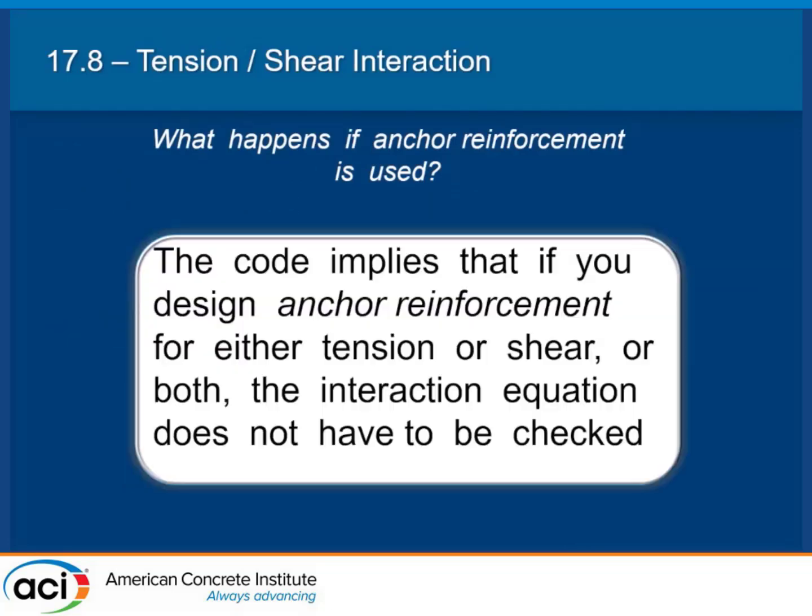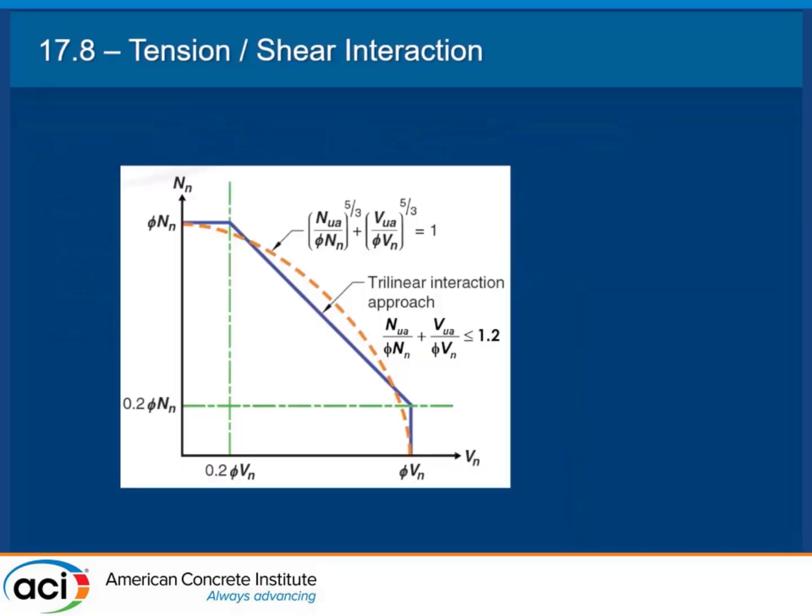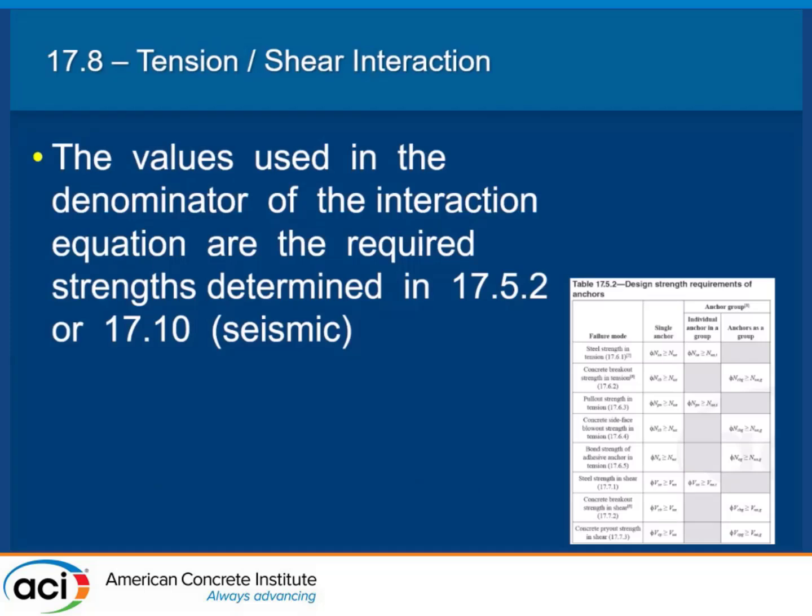So what happens if anchor reinforcement is used? One thing, let me go back really quick per this graph here: if the load applied is so low for the capacity that's provided, less than 0.2, then you don't have to do the interaction either. If the shear is just super low or the tension is super low, you don't have to even use the shear interaction diagram. Once you're below 20% of capacity for either one of those, don't even worry about it.